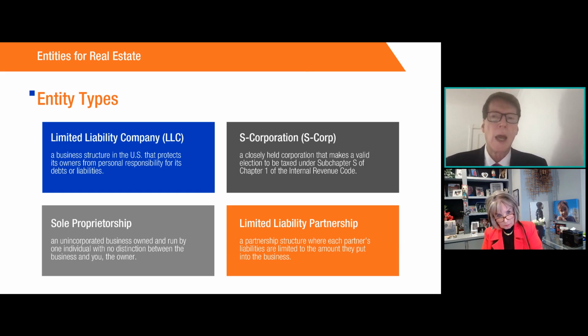So most of the time, we're going to choose between an LLC and an S corporation, but we really might want to consider doing the LLC and electing as an S corporation, not to mention the fact that if you're in a state like California, where you can make the election to have a limited partnership, not a limited liability partnership, but a limited partnership, we have all the benefits and we save on the fees.